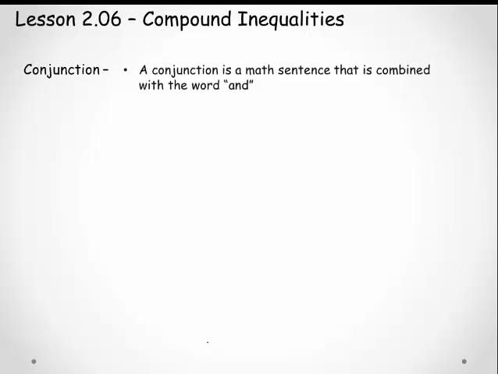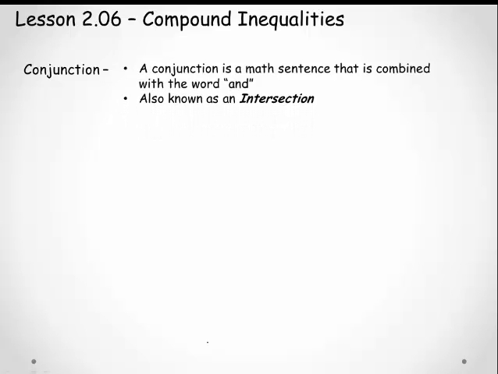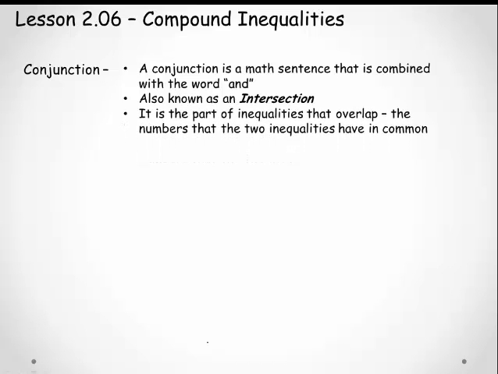Lesson 2.6, Compound Inequalities. Compound inequalities come in two forms. The first is a conjunction, which is a math sentence combined with the word and. It is also known as an intersection, and it is the part of the inequalities that overlap, the numbers that they have in common.